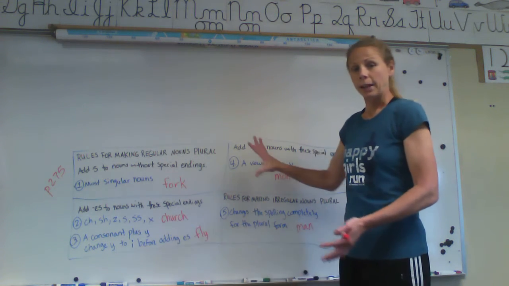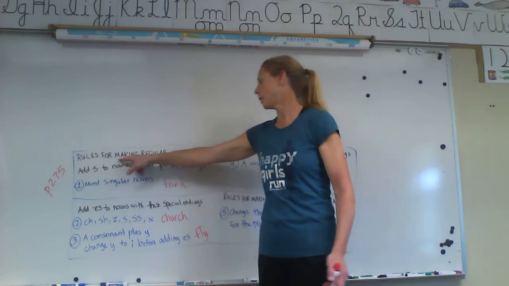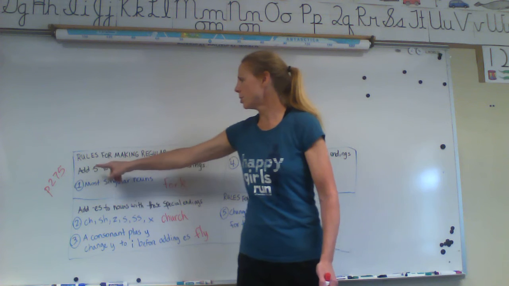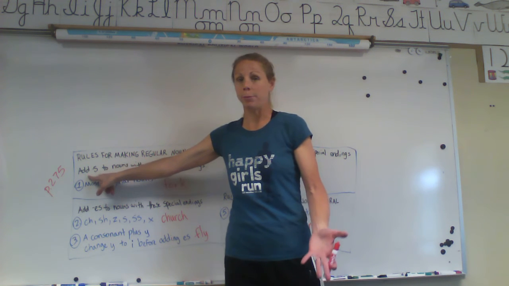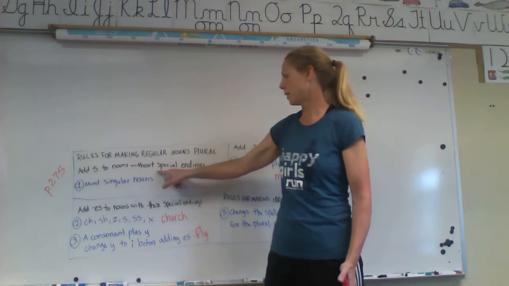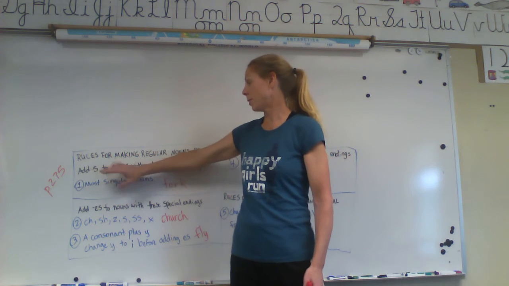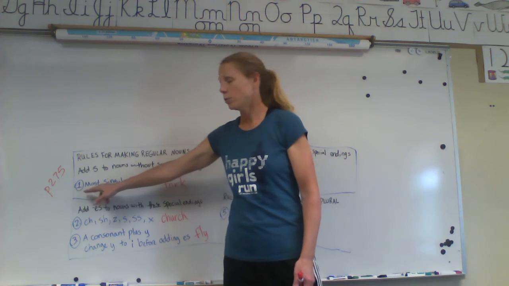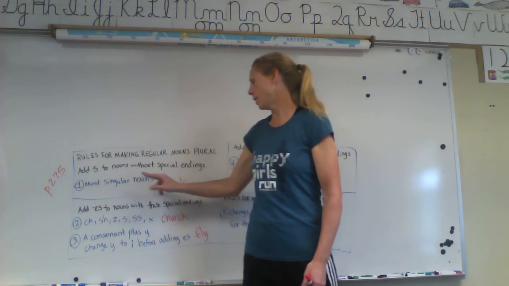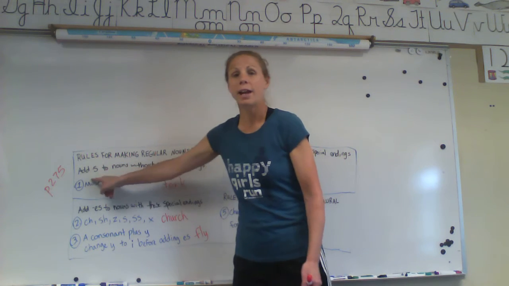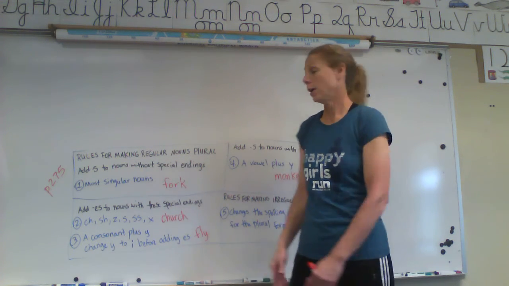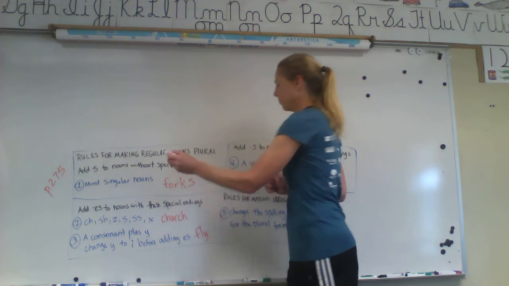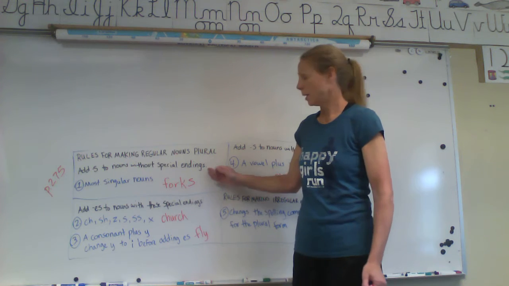So you have that box there. The title is right here, and in each box, it tells you what you need to do to make it plural. You add an S to nouns without special endings. So this is rule 1. Most singular nouns, you will just add an S to them to make them plural. For example, fork will become forks. So that is rule 1.